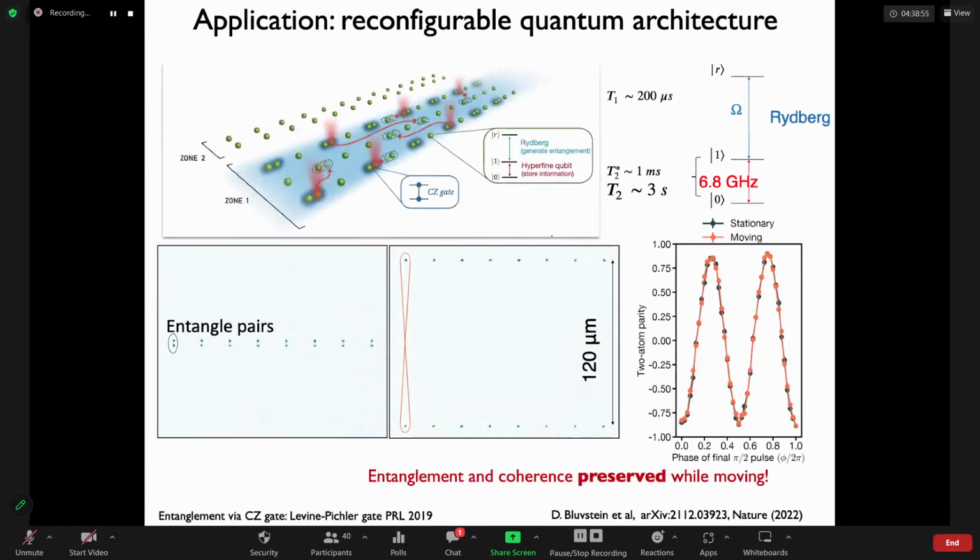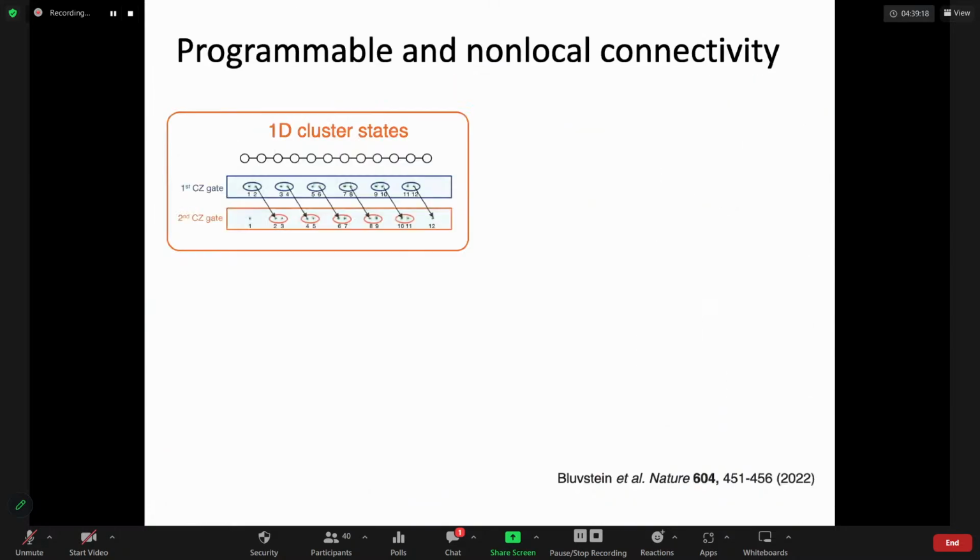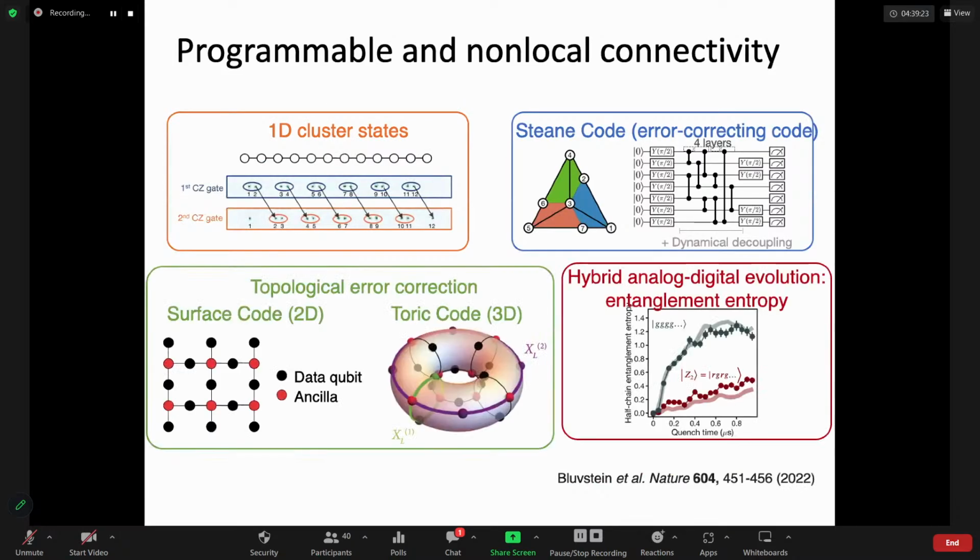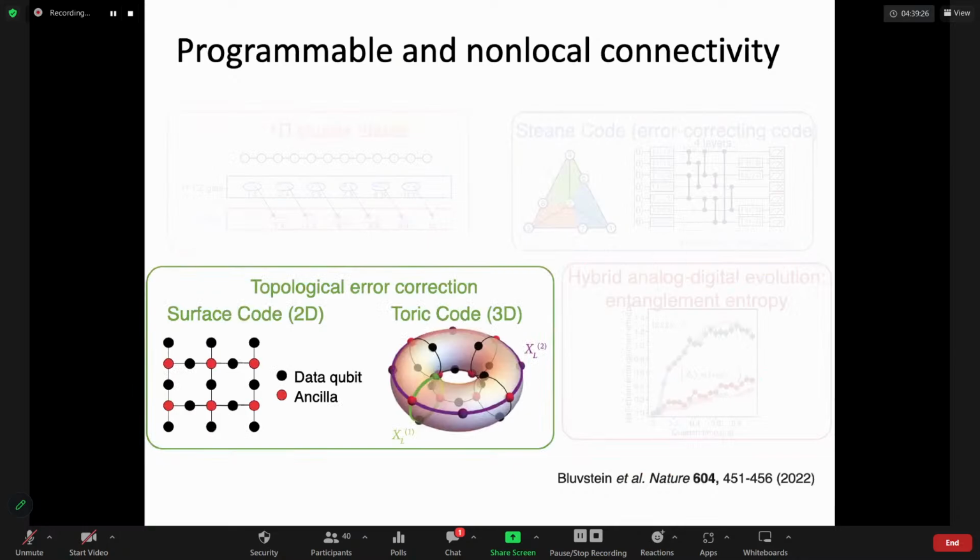So this gives rise to this idea of a reconfigurable architecture where we start with atoms located in some way, perform some gate operations, and then change the connectivity dynamically while doing a computation process. It turns out to be a very powerful approach. We already did many experiments. Let me just, I'm running out of time, I apologize. One of the things we have done is related to implementing quantum error correction.